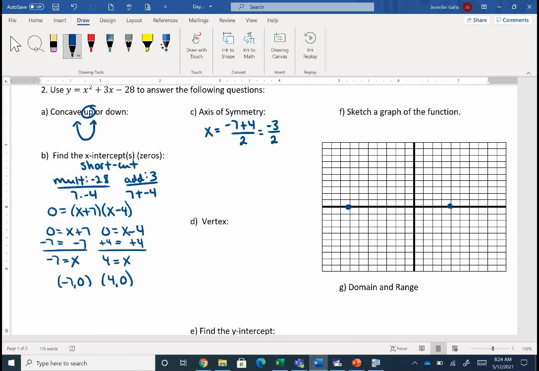The vertex is the key point of your graph. We can't graph without it. We've done graphs without x-intercepts. We've done graphs where we didn't graph the y-intercept because it was really big compared to everything else. But we have to have the vertex. We have to have that middle point.